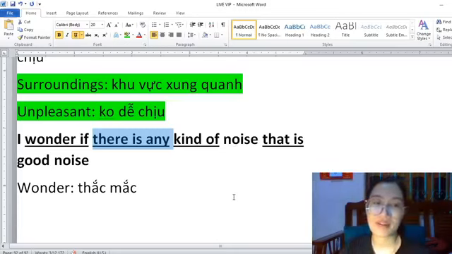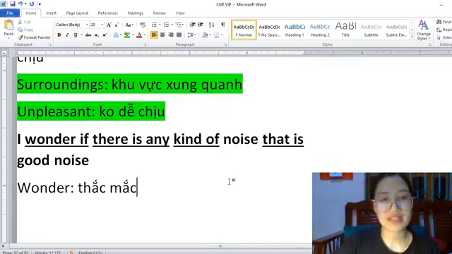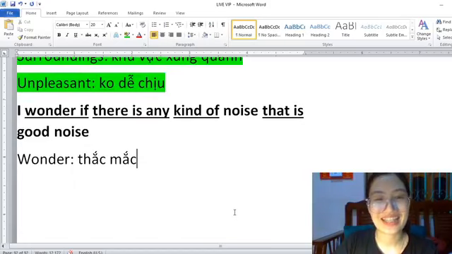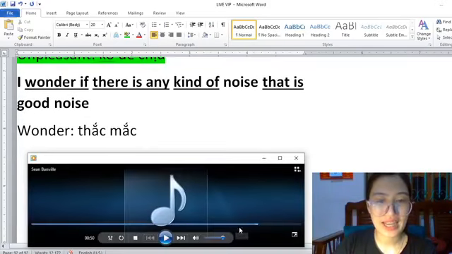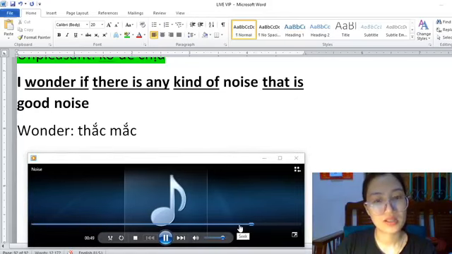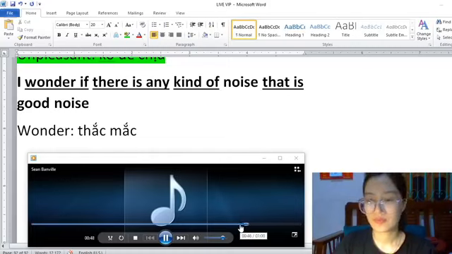I wonder if there is any kind of noise that is good noise. Được chưa? Một lần nữa để nghe lại nha. I wonder if there is any kind of noise that is good noise.